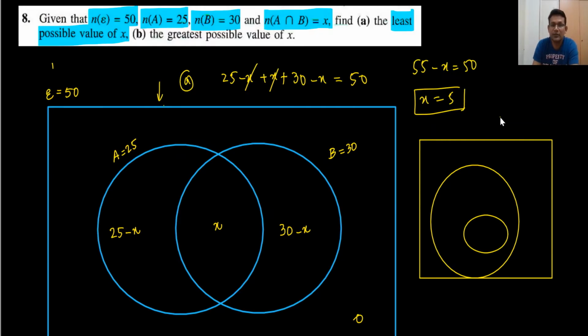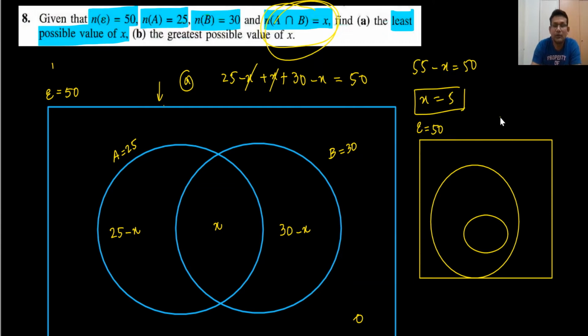This is fixed for the largest value. So the universal set number of members is 50. We have already done that. Okay, now just check one thing. A is 25, B is 30, and this area is X intersection. This is like we are talking about intersection here. Intersection, this is intersection. Okay.